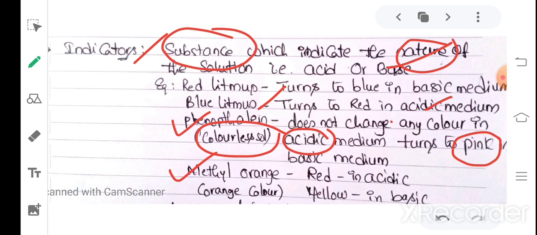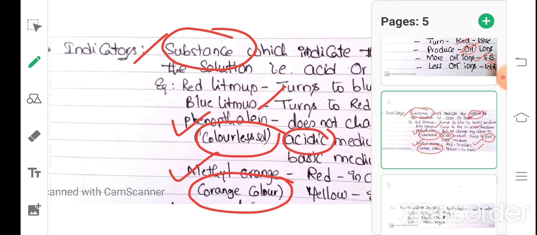Coming to methyl orange. Methyl orange is basically an orange colored solution. In acidic medium, it changes to red, and in basic medium it is yellow. So this is about the indicators. The basic point is that an indicator is a substance which indicates the nature of the solution.